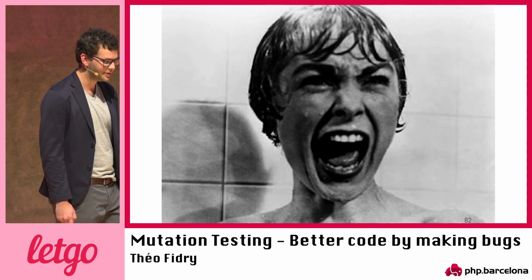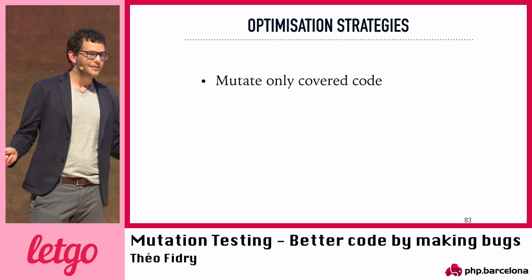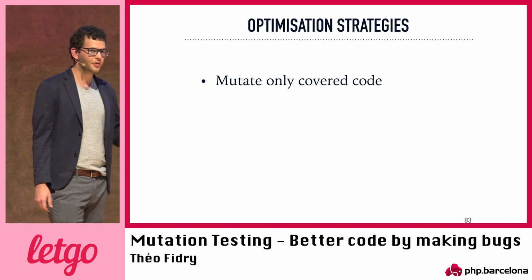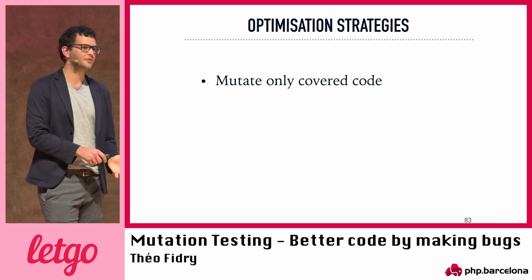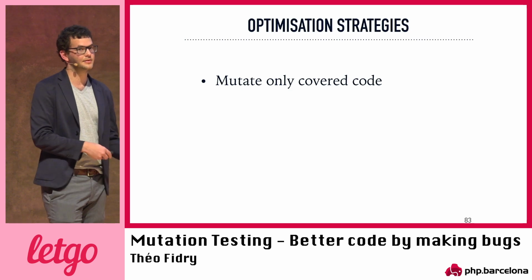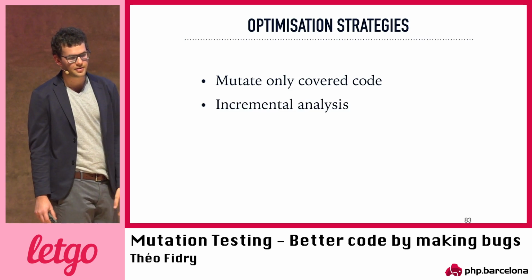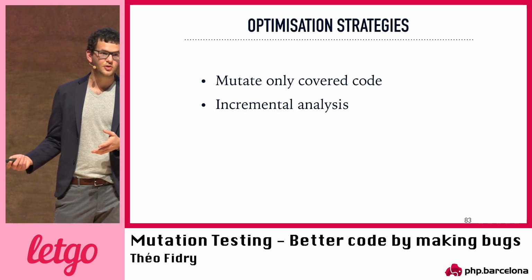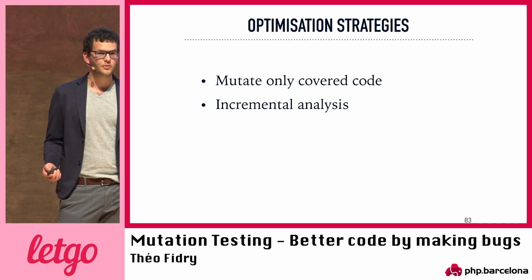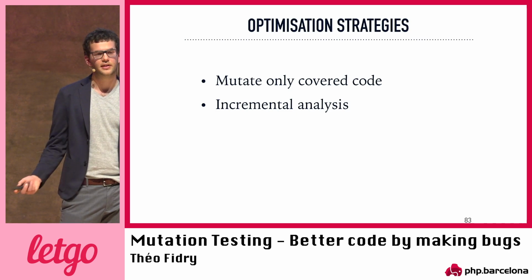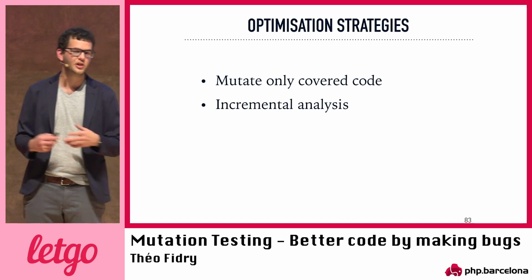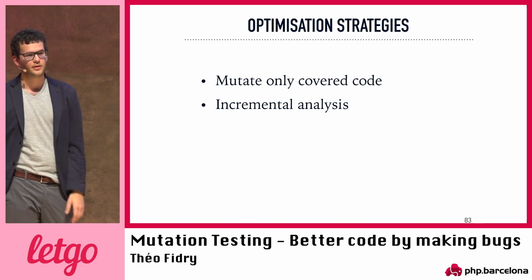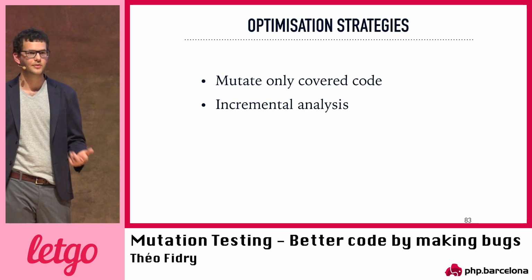That's not very reasonable. So luckily, there are ways to optimize this. The first one is to mutate only the covered code, so we reduce the number of generated mutants, and if there are fewer mutants, there are fewer tests to run. Incremental analysis: on a pull request, you're changing only some files. You don't want to run the mutation testing tool on all the files. It doesn't make any sense. You just want it on the changed ones. That's the only thing you're interested in. So the scope is going to be much smaller, hence the time it's going to take much more reasonable.